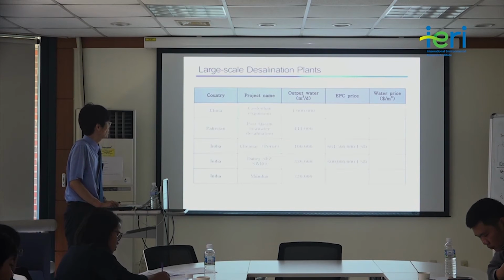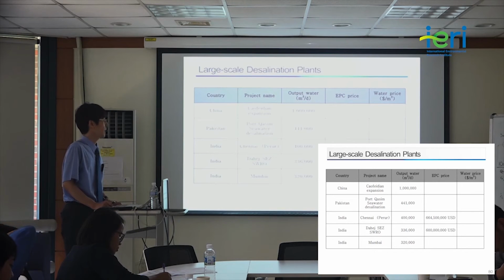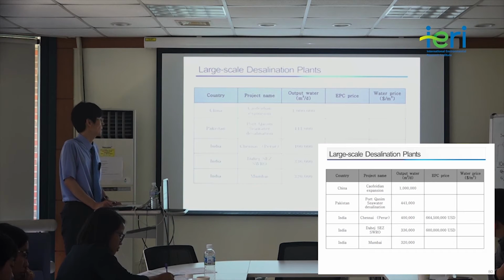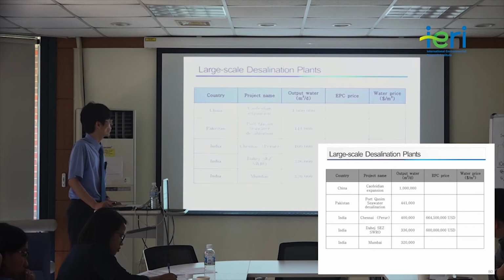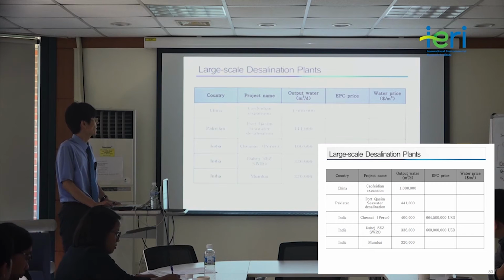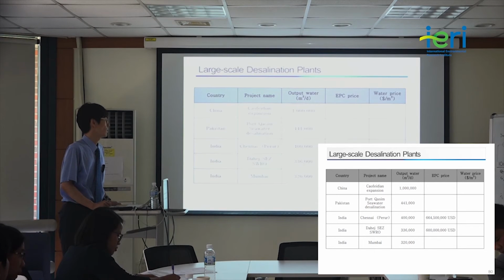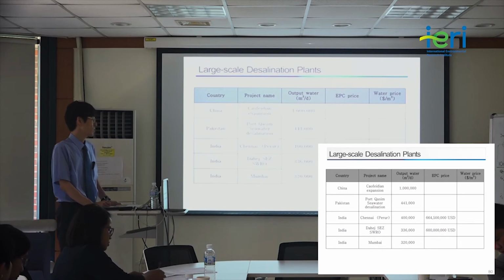In the Asian region, it is reported that China is going to build a very big seawater desalination plant in the future. And other countries are also considering the construction of large-scale desalination plants with capacity of more than 400,000 cubic meters per day.